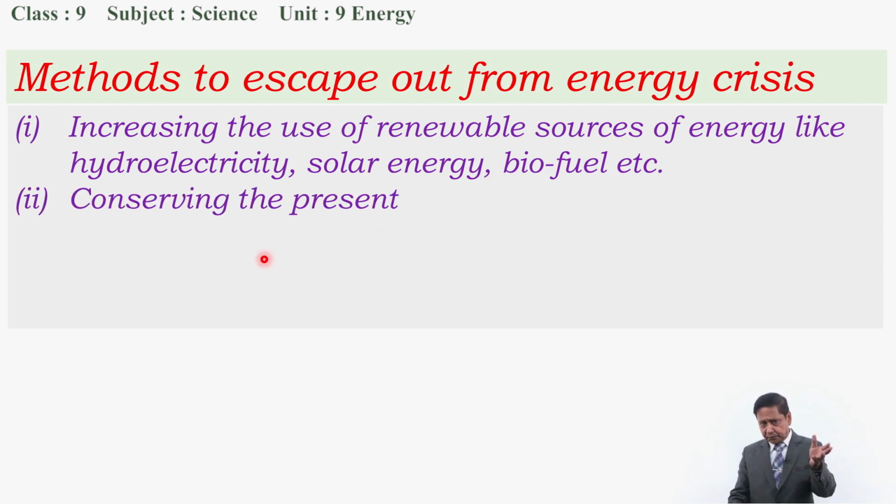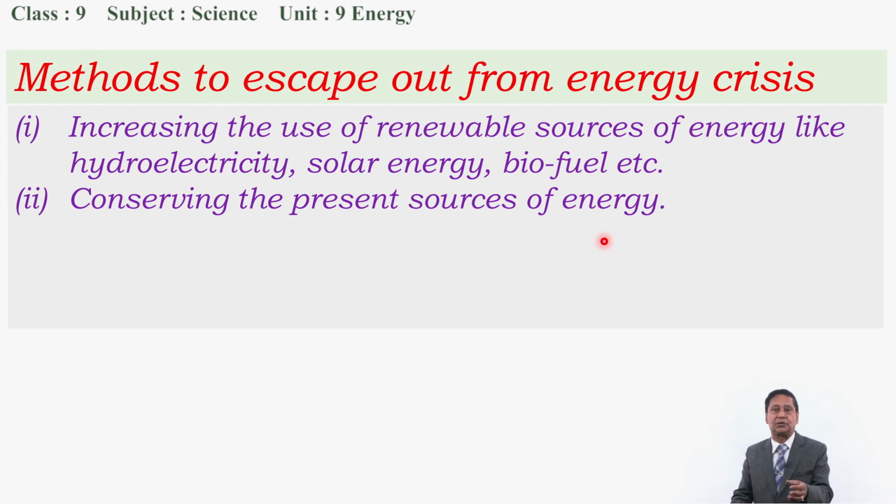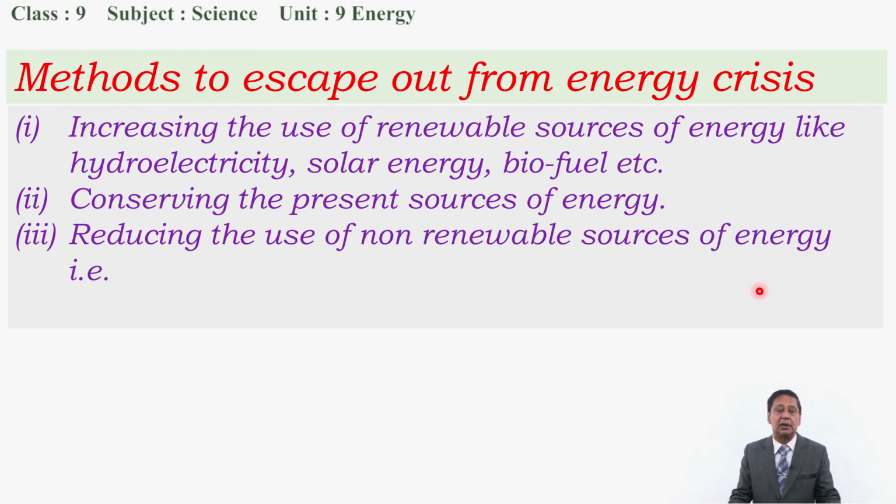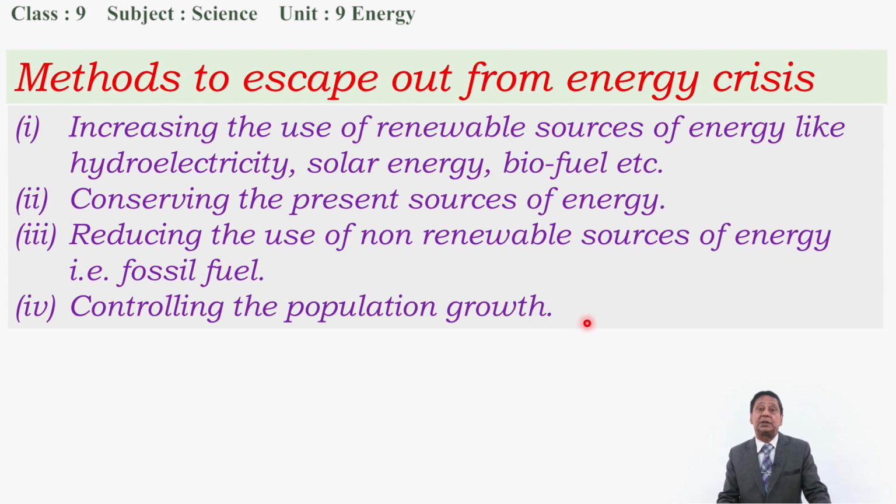Now, second, conserving the present sources of energy. The present sources of energy, we have crude oil, petroleum oil, coal, etc. If we conserve them, then the energy crisis can be pushed away. Now next, reducing the use of non-renewable sources of energy, that is fossil fuel. As far as possible, it will be better to use renewable sources of energy, but not non-renewable sources of energy. Now next, controlling population growth.